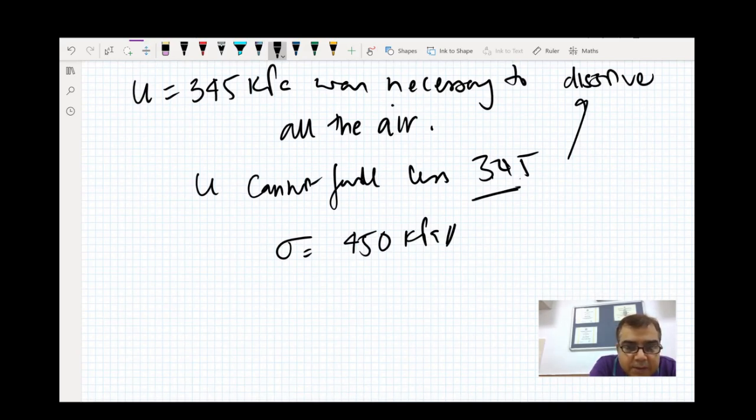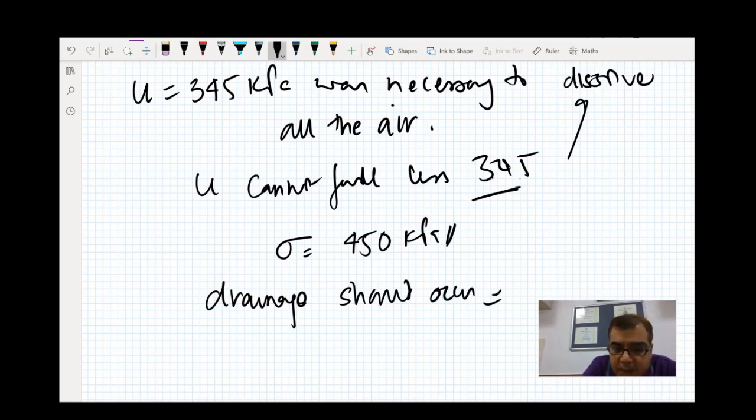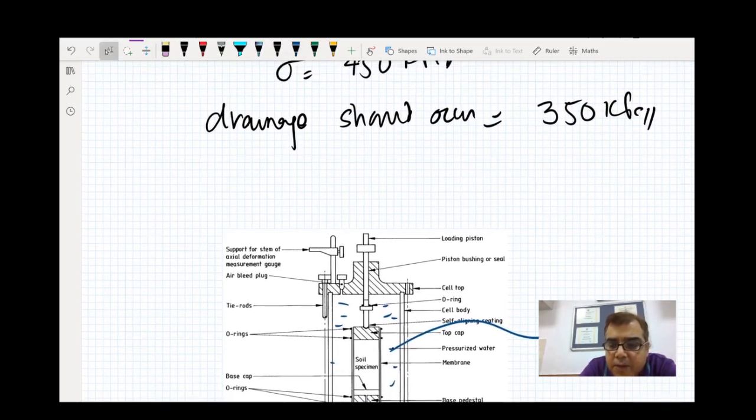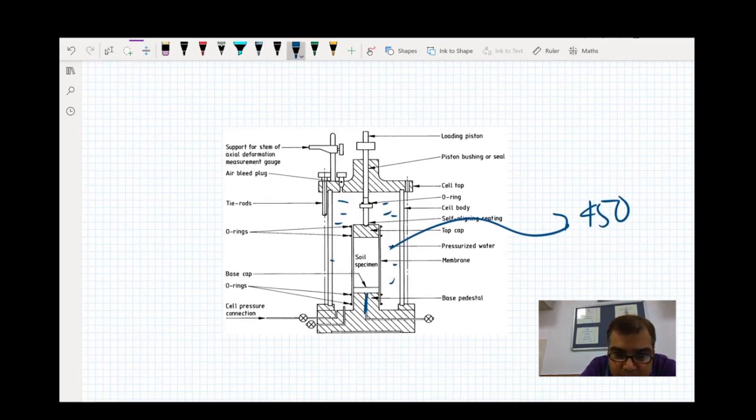I'm going to open up the pore pressure valve. So I need the drainage should occur against a back pressure of 350 kPa. So in this figure, what I'm going to do is the water pressure or the cell pressure is going to be 450. My pressure line, which is below the sample, that's a T junction, I'm going to make it as 350.